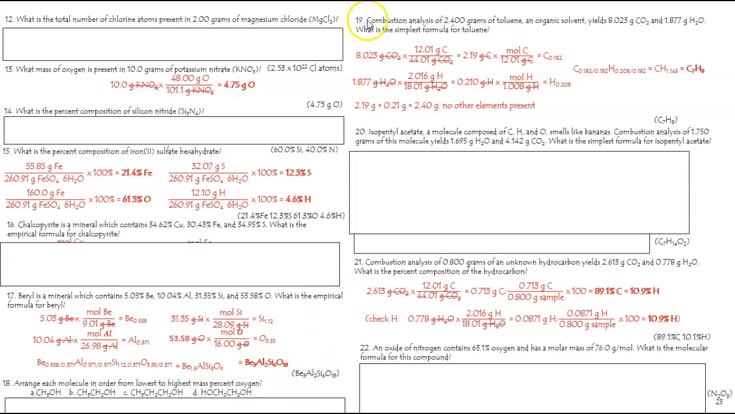Good luck. Number 19, combustion analysis problem. It's toluene, and we get 2.4 grams of it burned, and that forms 8 grams of CO2 and 1.877 grams of H2O. We have to figure out the simplest formula for it. Well, when we burn that, it makes that CO2, and for every 8 grams of CO2, that's a certain number of moles of CO2. And there it is.